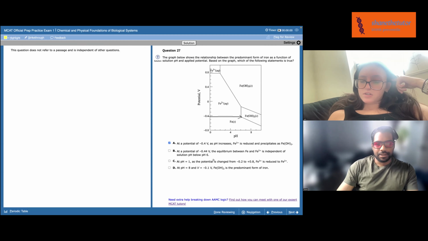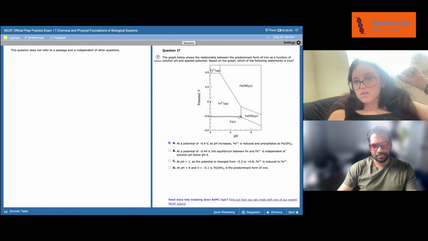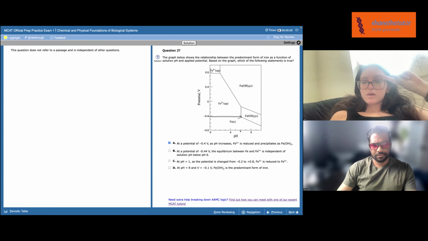At a potential of negative 0.4, the equilibrium between Fe and Fe2+ is independent of solution pH below pH 6. I don't know what that means though, independent of solution pH. What's the solution pH?